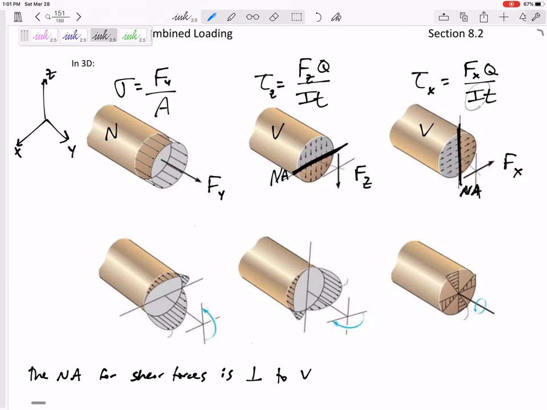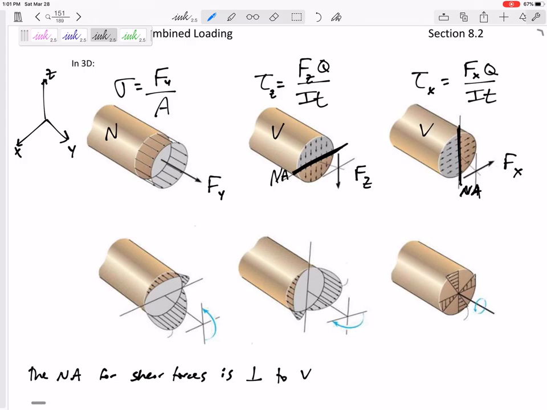The I would be the I about the neutral axis. We're used to doing the neutral axis horizontally. This is the neutral axis vertically. Now, for circular beams, most of the time that I for a circle is the same, whether it's IX or IY. Anyway, this thickness needs to be the thickness along the direction of the neutral axis.